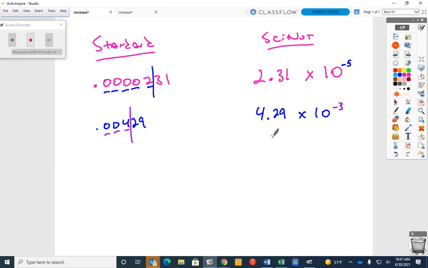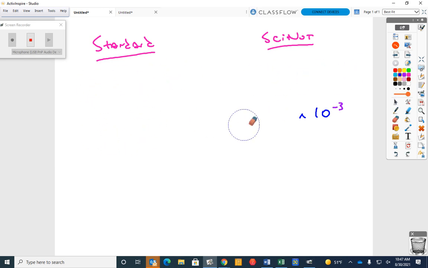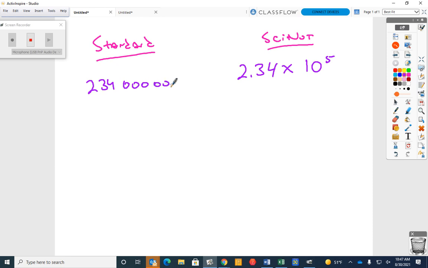Okay, now the other part, everything we've done so far, we've taken a number from standard and turned it into scientific notation. Now we're going to do the reverse. So we're going to take some numbers and we're going to change them from scientific notation to standard notation. Okay, let's say I got 2.34 times 10 to the 5th. Okay? Why might somebody do that?